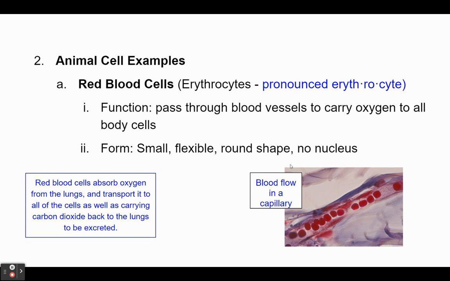Remember, red blood cells absorb oxygen from the lungs. They transport it to all of the cells, as well as carrying carbon dioxide back to the lungs to be excreted. And here you can see multiple red blood cells fitting through the tiniest blood vessel, a capillary.